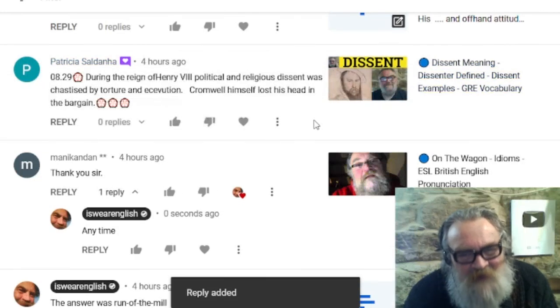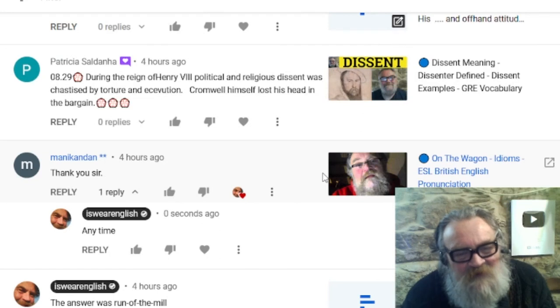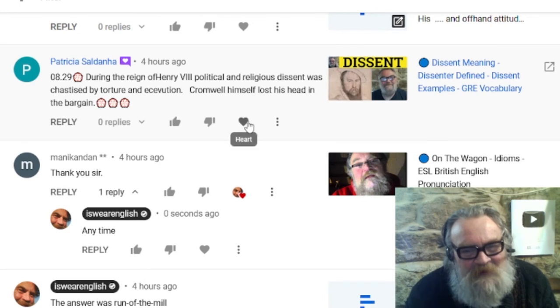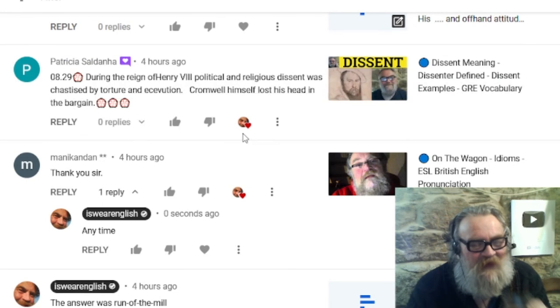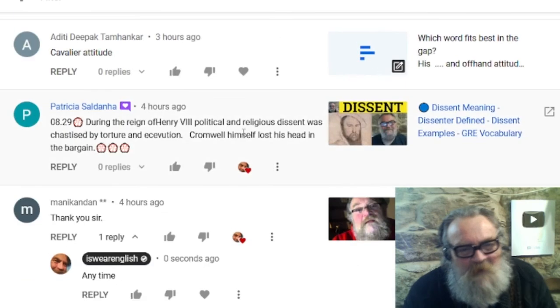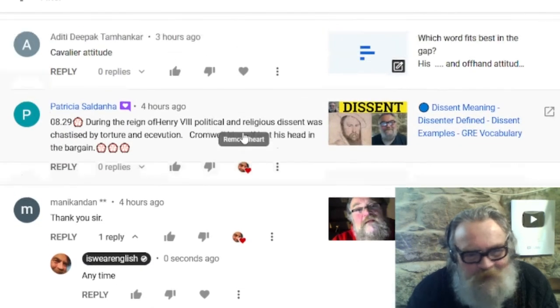During the reign of Henry VIII, that's who's in the picture, political and religious dissent was chastised by torture and execution. Cromwell himself lost his head in the bargain. Yes, it was a pretty horrible era. Dissent was not something that was taken lightly. I think, the sacking of the monasteries, they did terrible things.